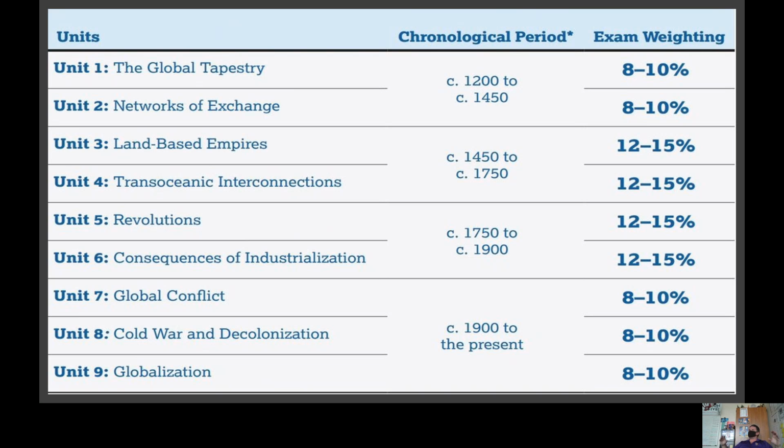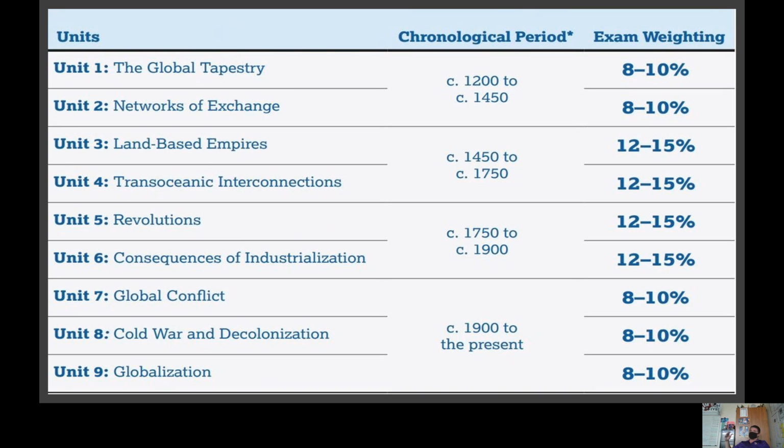For each time period, you want to know, first, who are the main groups of people we're talking about, and what are some of the big trends, things that just about everybody's doing. Because if you can learn to recognize that, guys, the AP test gets a lot easier.